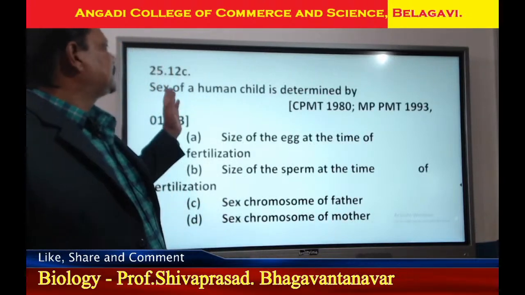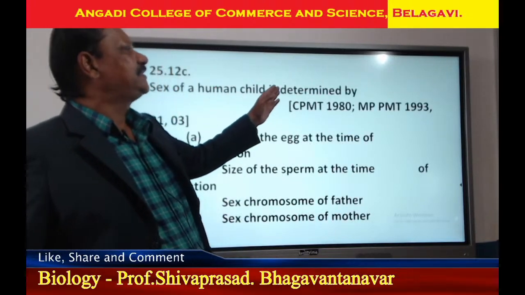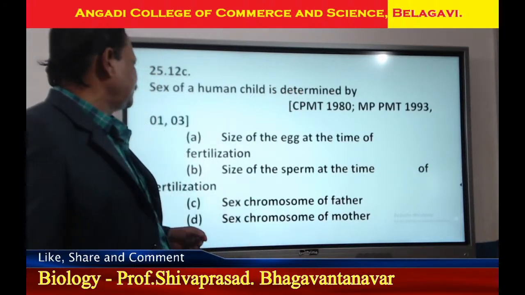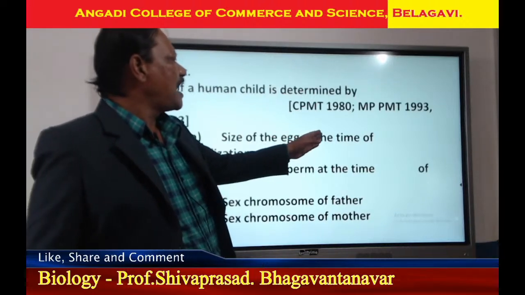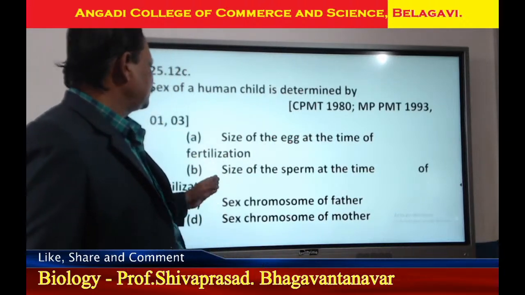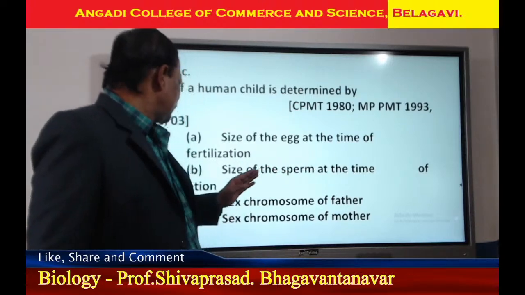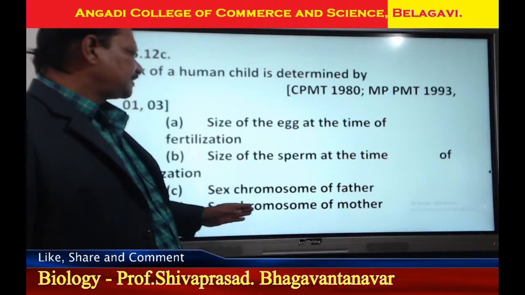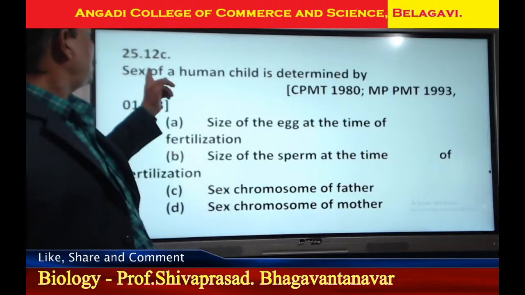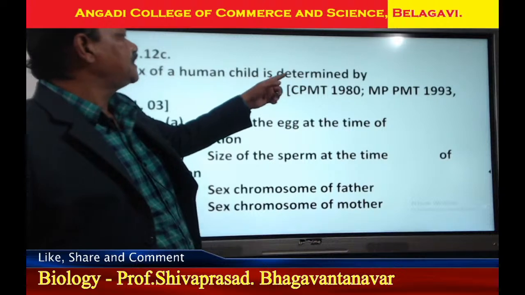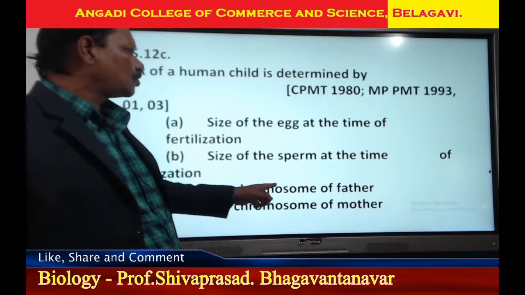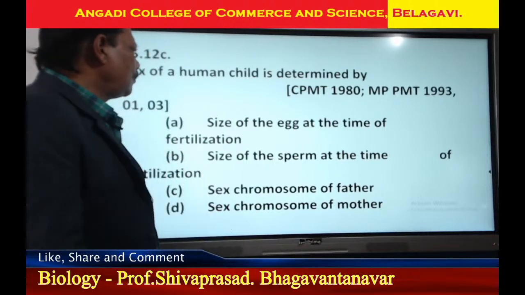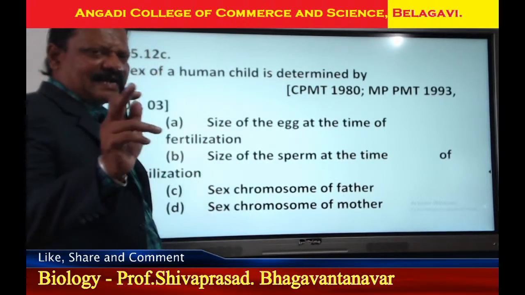Now see, the sex of a human child is determined by: size of the egg at the time of fertilization, size of the sperm at the time of fertilization, sex chromosomes of father, or sex chromosomes of mother. So the sex of the human child is determined by the sex chromosomes of the father. Father decides it. Option C is the right answer here.